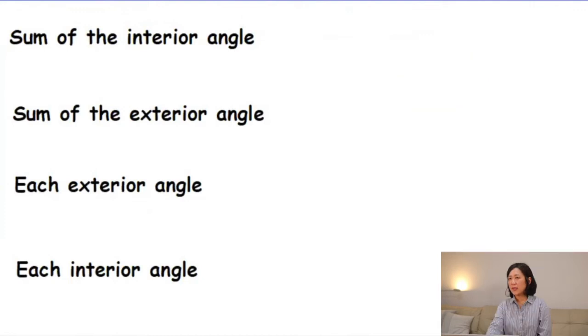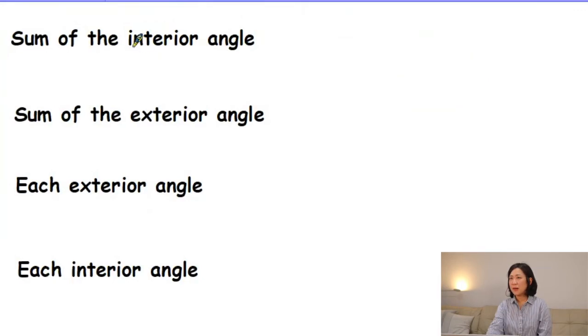Can you remember everything? The way you can remember the sum of the interior angles is to always think about the triangle. How many triangles are inside the polygon? The number of triangles is n-2. There are always n-2 triangles inside, and one triangle is 180. That's why we can come up with (n-2) times 180.